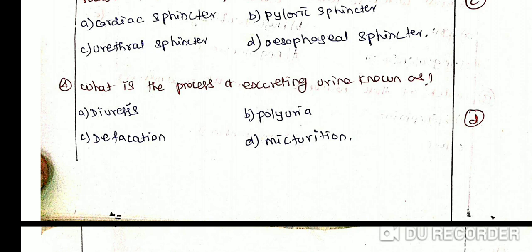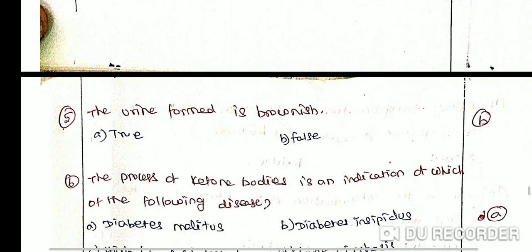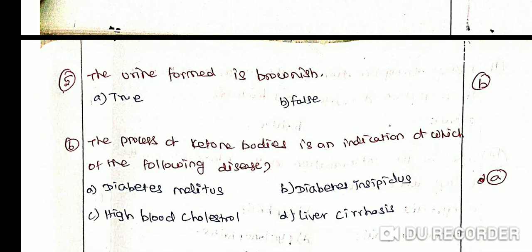Explanation: the process of release of urine is called micturition, and the neural mechanism causing it is called micturition reflex. An adult human excretes about 1 to 1.5 liters of urine per day. Next question. The urine formed is brownish.